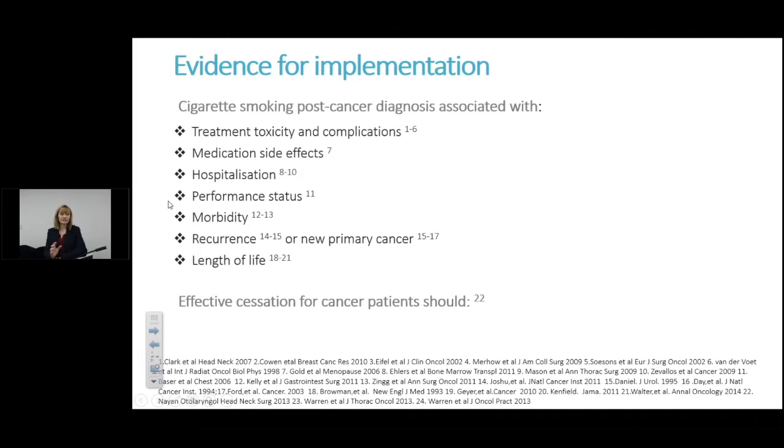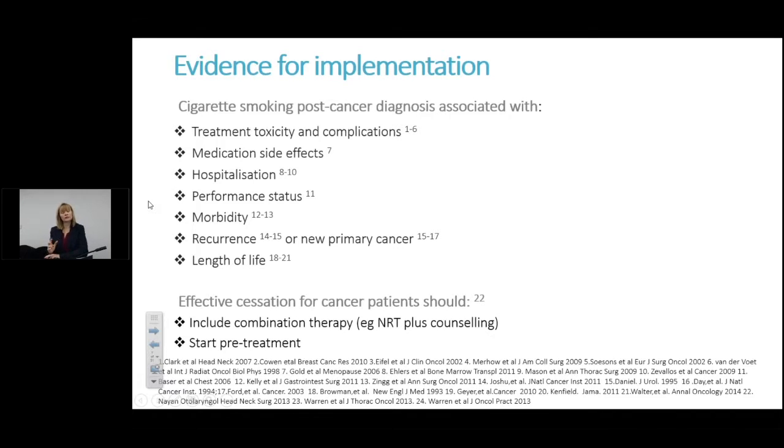For effective cessation, there's not a huge amount of literature compared to the broader field of smoking cessation about what works, what's an effective intervention. But we can say that it should include combination therapy, for example, nicotine patches plus counselling, so multiple forms of intervention, and also that it should start pre-treatment rather than wait, which is actually a big challenge for the field given that there's so much going on for patients around the time of diagnosis and treatment planning.